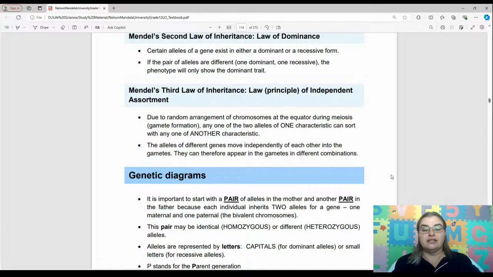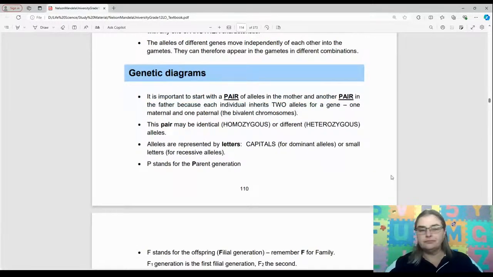Okay, so let's move on now to the genetic diagrams. It's important to start with a pair of alleles in the mother and a pair in the father. So we know that we get half our genetic information from the mother and half from the father. Now, we can have a situation where the pair coming from mom or dad can be what we call identical, or homozygous, or different, heterozygous alleles. So we do alleles with letters, capitals for the dominant and small for the recessive.